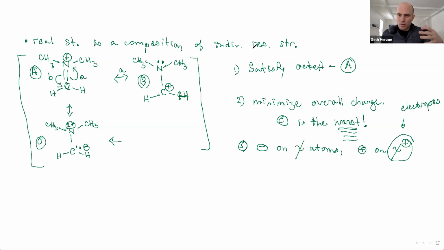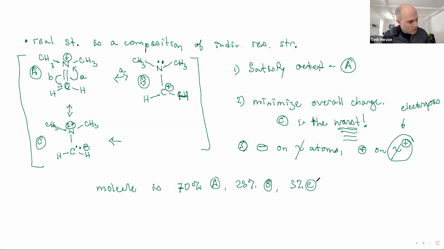And so what this leads to is an overall picture of the molecule that, again, I'm just going to put some arbitrary numbers for discussion, not meant to be taken literally. We'd say maybe the molecule looks like 70% A, maybe 25% B, and 5% C, okay? So these are sort of weighted contributions to the overall structure.